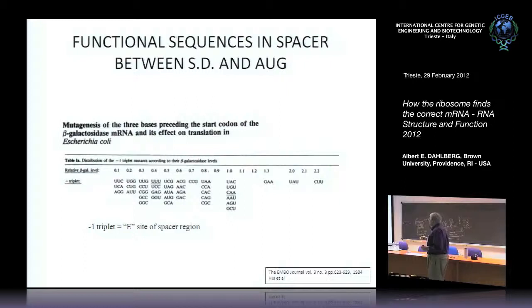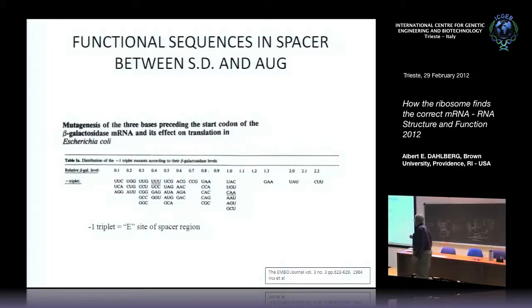And the relative level varied from 0.1 up to 2.2. So if you had the E site with a UUC, it would be 0.1 relative to the normal translation rate. And if instead of UUC, you had a CUU, it was 22 times more effective in translating. That was really quite interesting because this is a region that's not translated. It's not got a tRNA going in, and yet it was 22 times better.